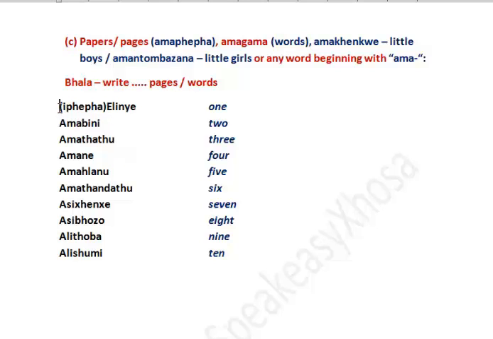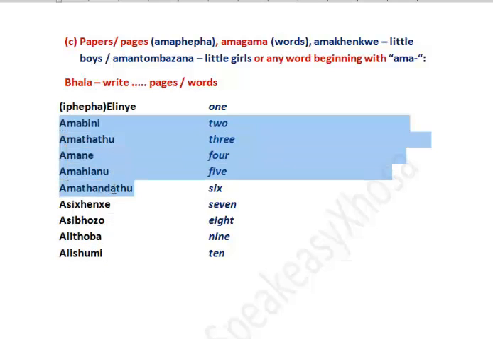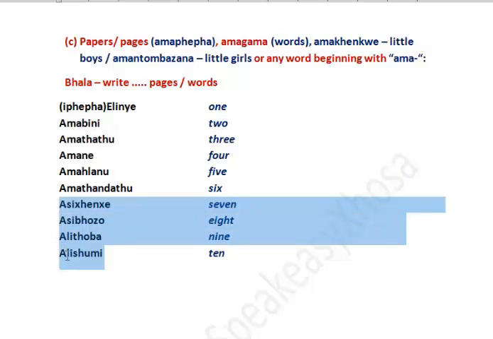So, iphepha elinye, one. Amabini, two. Amathathu, three. Amane, four. Amahlanu, five. Amathandathu, six. Sixhenxe, seven. Sibhozo, eight. Lithoba, nine. Lishumi, 10. Again, notice the ama, which applies up to 6, and then the change which occurs from 7 onwards.